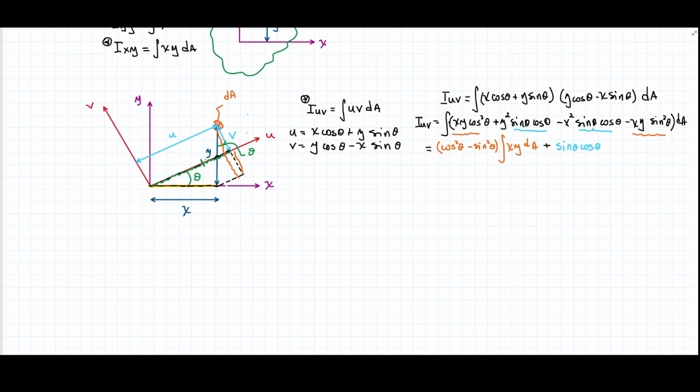And then that multiplies what? I can split it right away. Something like this. It's going to be the integral of y square dA minus the integral of x square dA, and close this parenthesis.